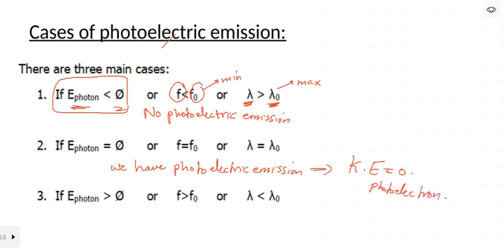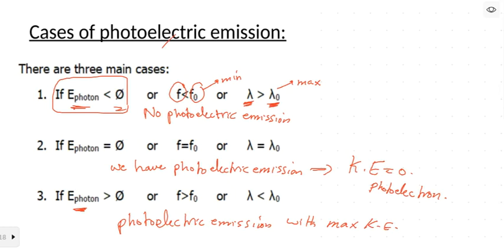The last case, if I use energy of the photon greater than the work function, or the frequency greater than f threshold, so f behaves like E, or lambda less than lambda maximum, in this case, we have photoelectric emission with maximum kinetic energy. Here, the electron is emitted from the surface, and it has more energy to move away from the surface. You get the idea?